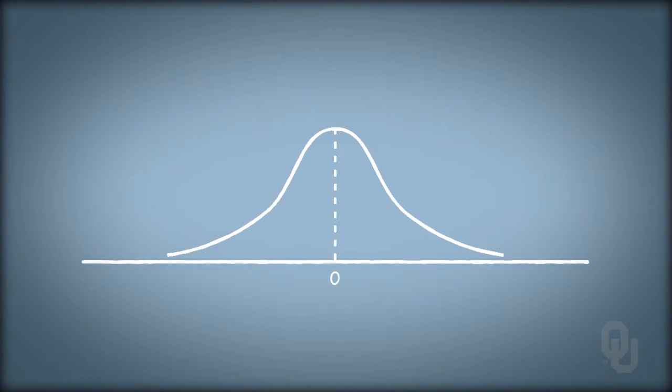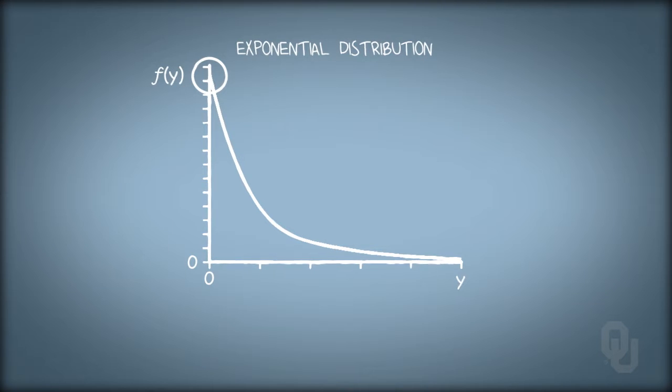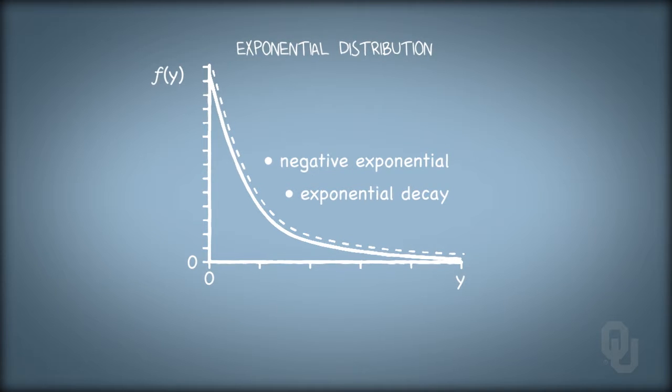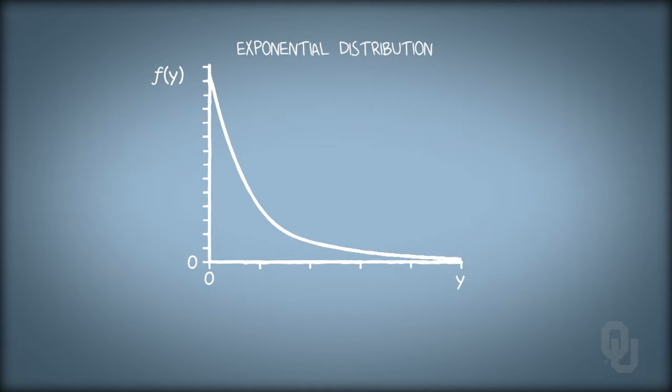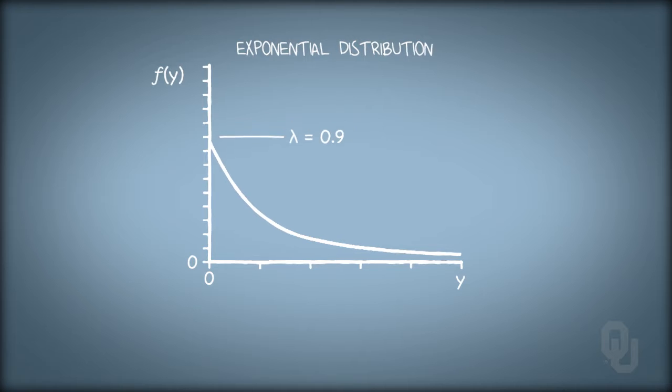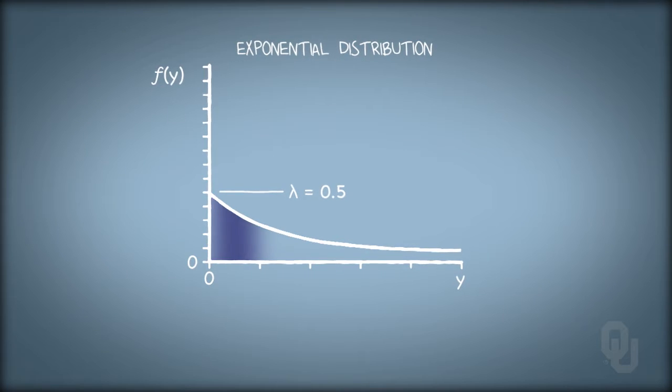Unlike the normal distribution, the exponential distribution is truncated at 0. That is, the realizations of an exponentially distributed random variable can't be negative. The shape of the exponential distribution is called negative exponential or exponential decay in other fields. F of y intersects the y-axis at the value of lambda, then decreases from there as y increases. The smaller the lambda, the flatter the distribution. This should make some intuitive sense. If the rate of occurrence is smaller, occurrences happen less frequently, thereby leaving more probability for them to happen later on.